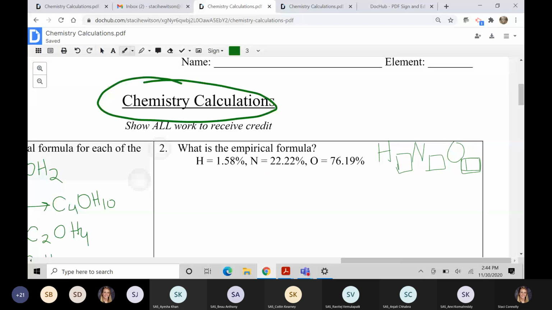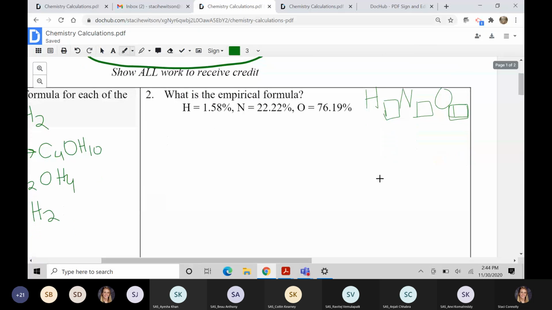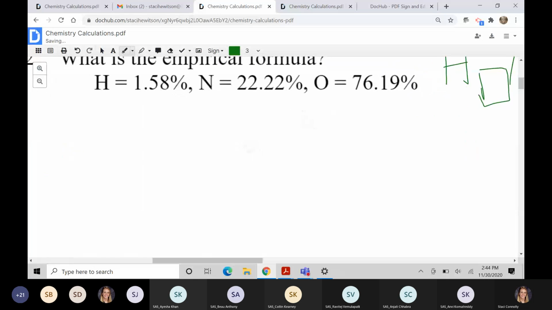All right. So we're going to figure out what those subscripts are for each of those elements. If you remember, we did this on page 22 of your notes. If you start with percents, your first step is to take those percent signs and change them to grams.